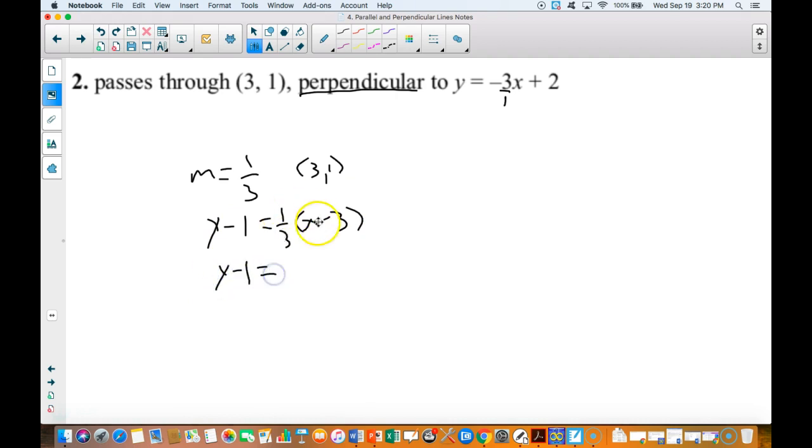Distribute this 1/3, so I get 1/3 x. Now 1/3 times -3 actually ends up just being -1. I will add 1 to both sides then, and I get y equals 1/3 x. Now -1 plus 1 is just 0. So you can write the plus 0 here, but you don't have to. You can just leave your answer as y equals 1/3 x.